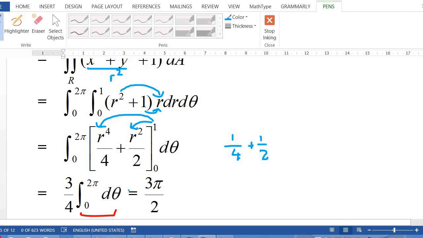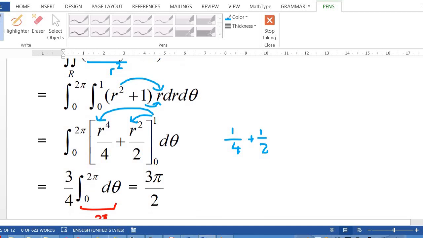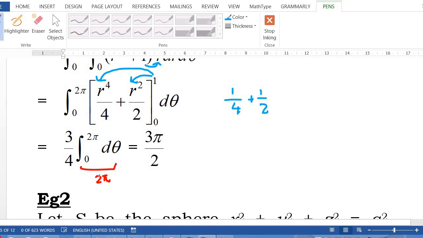Then lastly, integrate 1 with respect to theta. Plug in the limits from 0 to 2 pi, and you get 2 pi. So in total, 2 and 4 cancel, and you get 3 pi over 2. 3 pi over 2.